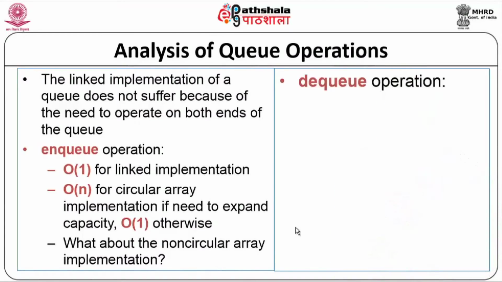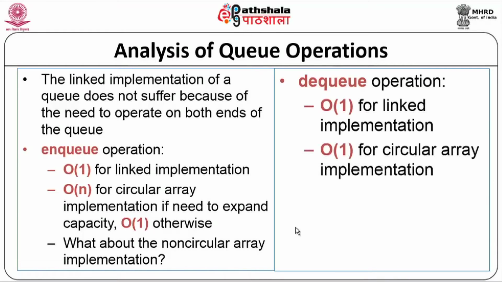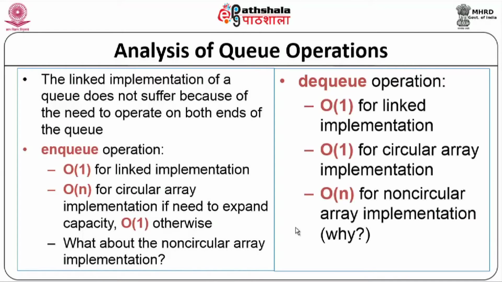DQ operation is O(1) for linked list, O(1) for circular array, O(n) for non-circular array implementation. So, that is the DQ operation. So, NQ operation is O(1) for linked, O(n) for circular array if you want to expand, or O(1) otherwise, but non-circular array implementation is a problem. Here again DQ is O(1) for linked list, O(1) for circular array, but O(n) for non-circular. So, in both cases O(n) because you have to do appropriate shifting.